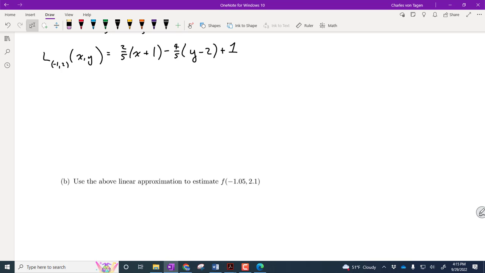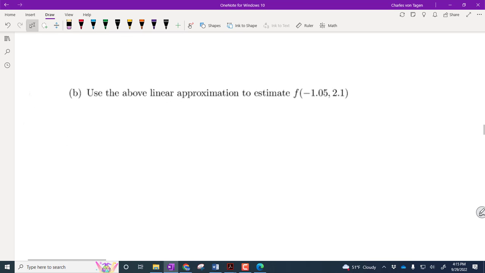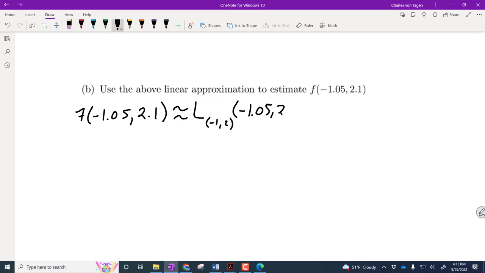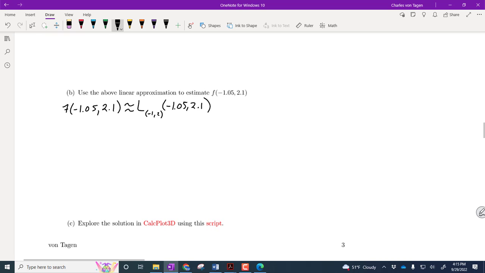Okay, let's use this linear approximation to estimate this value right here. So we're going to say that f of negative 1.05, comma 2.1 is approximately the linearization centered at negative 1, 2 of negative 1.05, comma 2.1. Where's that approximation part coming in from, folks? Why do I have that approximation symbol? Because it's not the exact number.